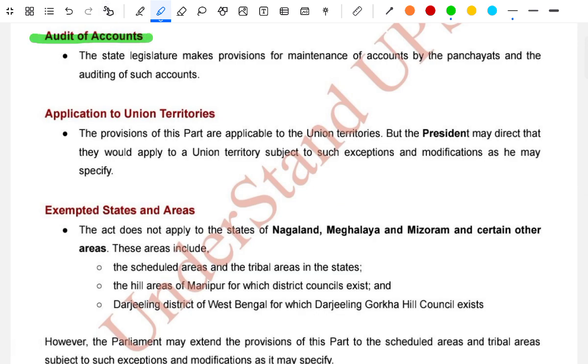Audit of accounts. The state legislature makes provision for the maintenance of accounts by the panchayats and the auditing of such accounts.